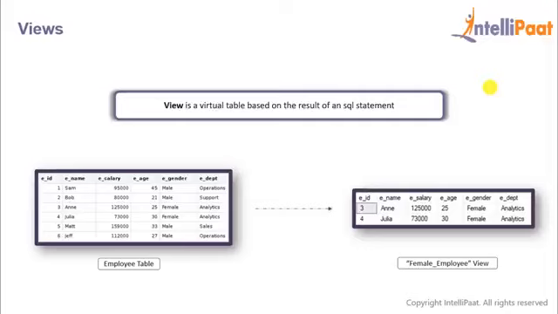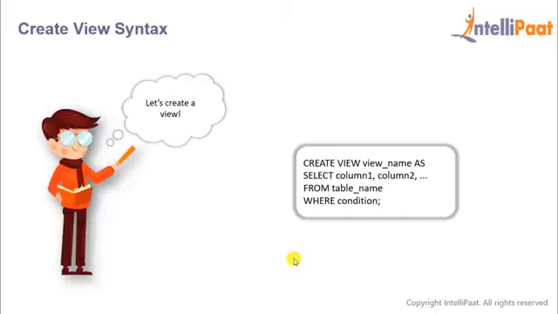So views are virtual tables which are used to limit the information that we want to display. And these are actually nothing but the result of an SQL statement which have a name associated with them. For example, from this employee table, let's say we wanted to perform multiple operations on the records where the gender is female. So we can create a view for only the female employees from the entire employee table. So let's have a look at the syntax to create a view.